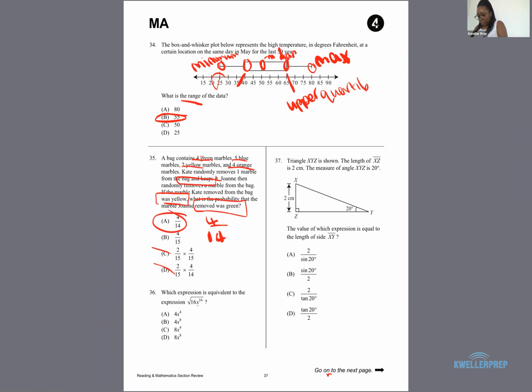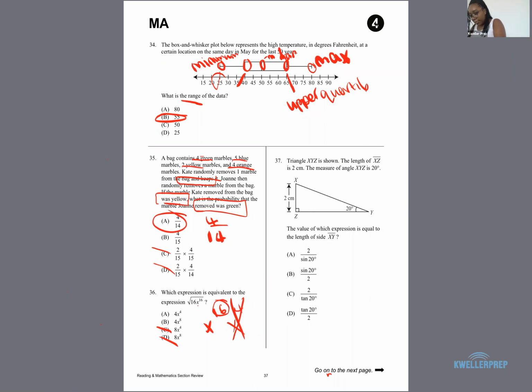Which expression is equivalent to the expression the square root of 16x to the 16? Okay, so right off the bat, the square root of 16 is 4. So that's why C and D can be crossed out. But when you take the square root of x to the 16th, it's not the same. You can't just say, okay, well, square root of 16 is 4, so the answer is x to the 4. No.